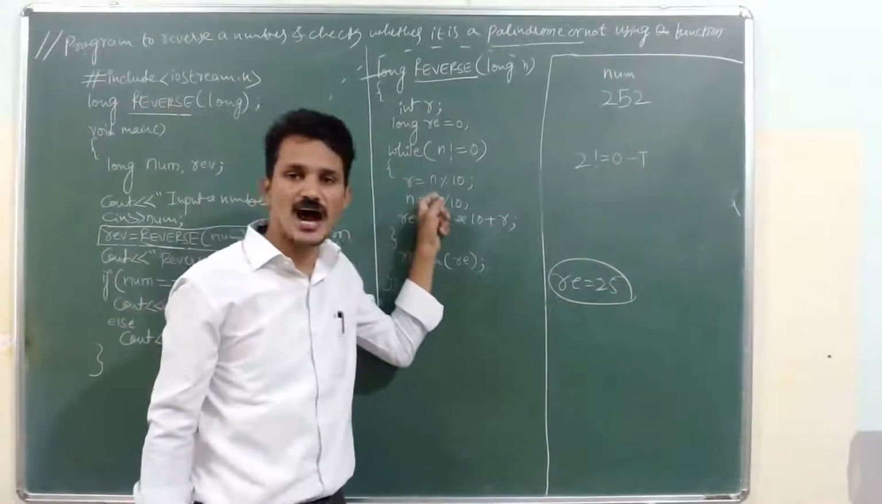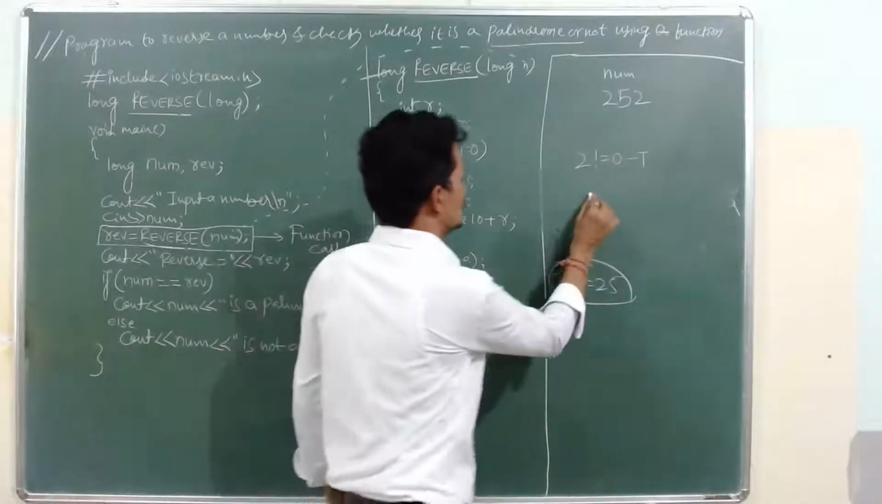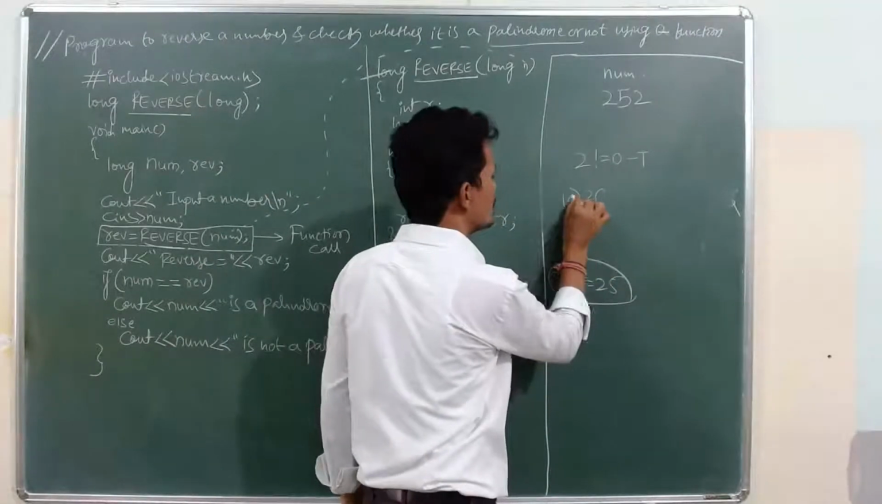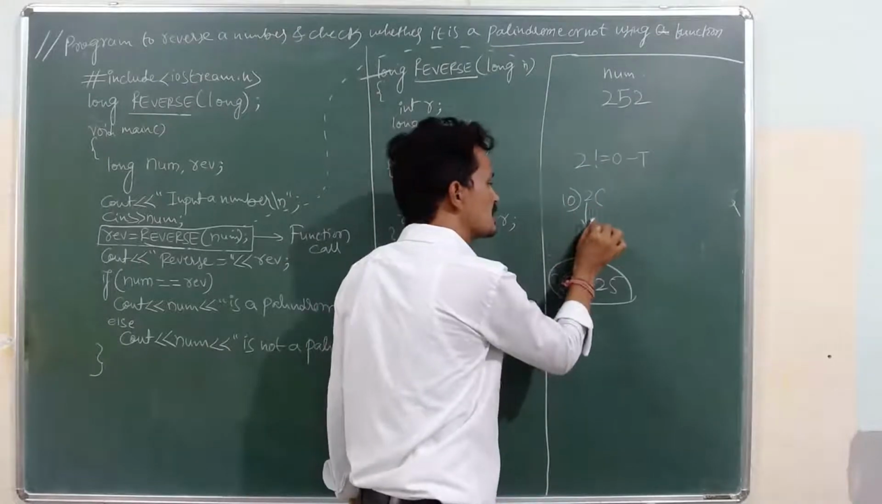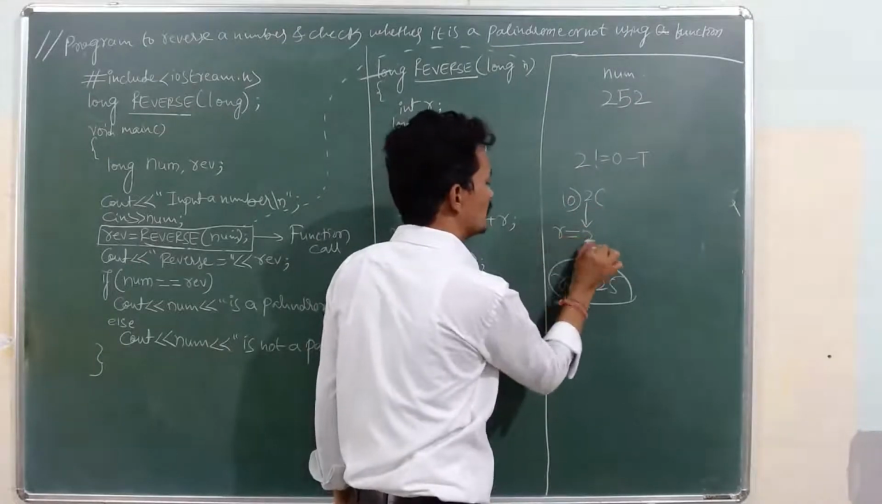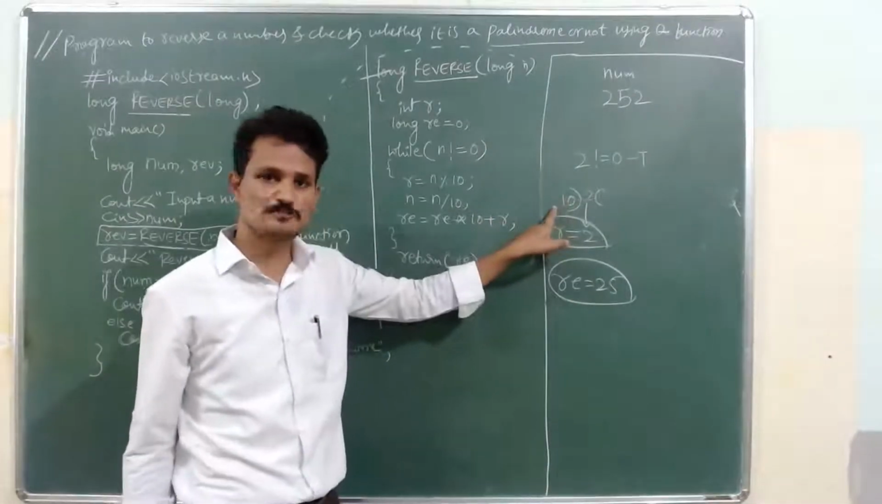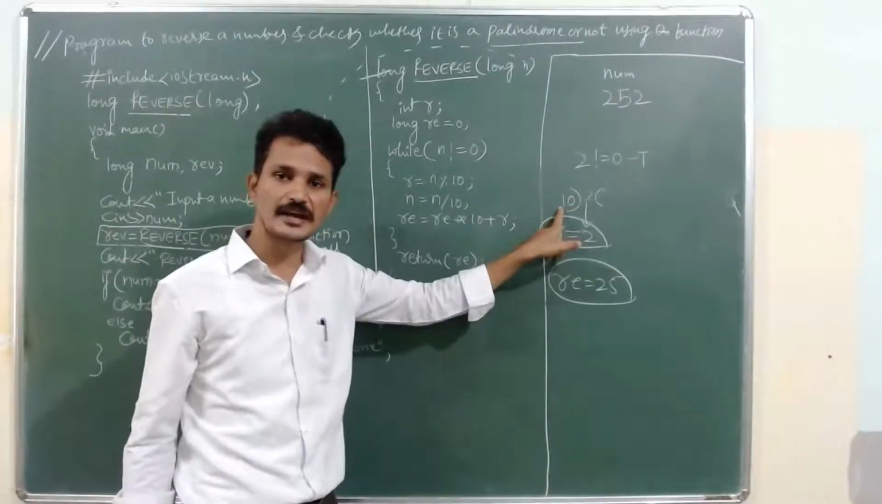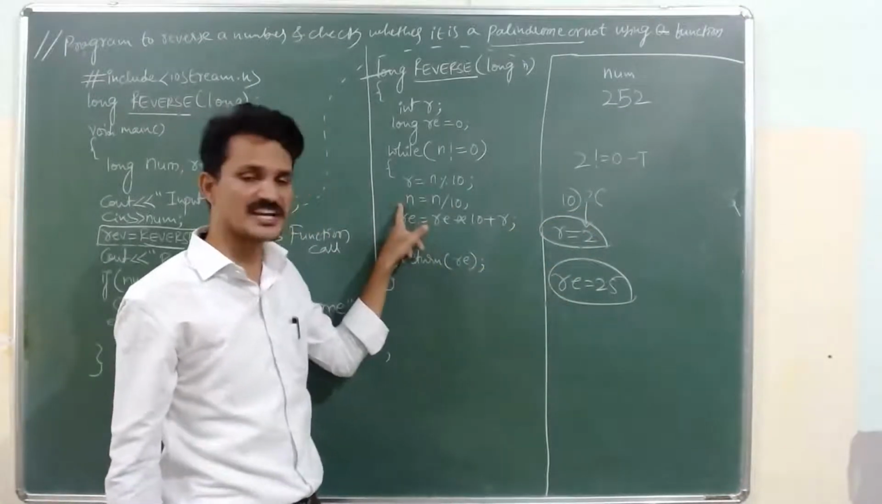Open flower bracket. r is equal to n mod 10. What is the value of n? 2. 2 mod 10: this is less than this, so this number itself becomes the value of r. 2 is less than 10, so that number itself becomes the value of r. Then I go to the next expression.